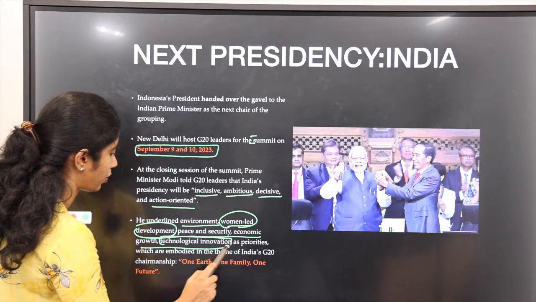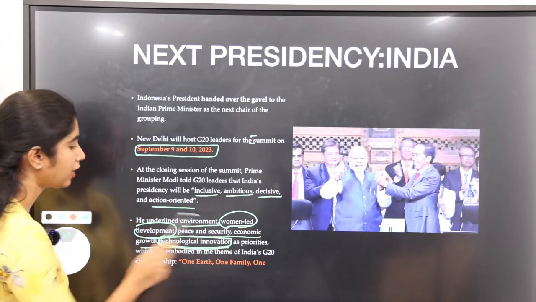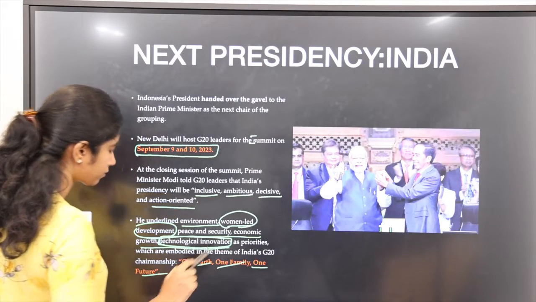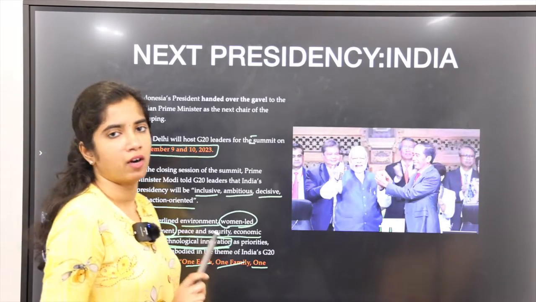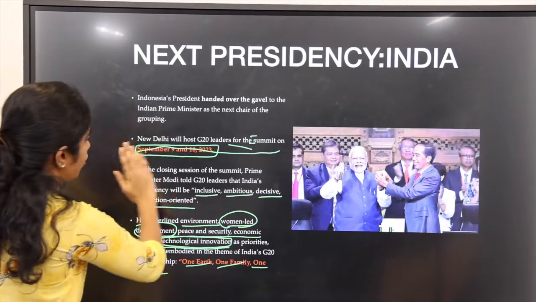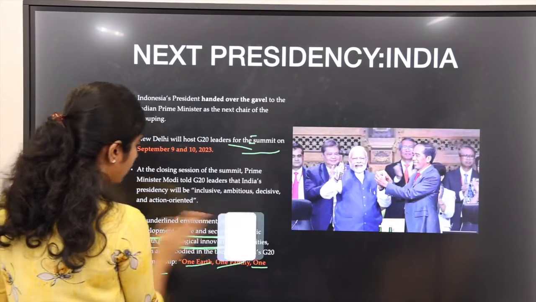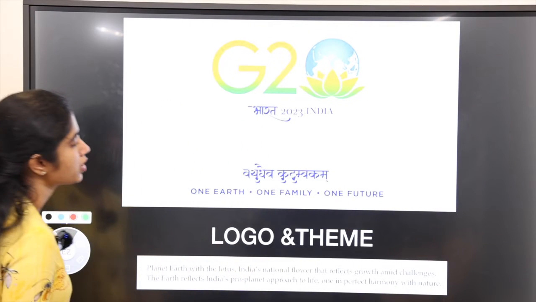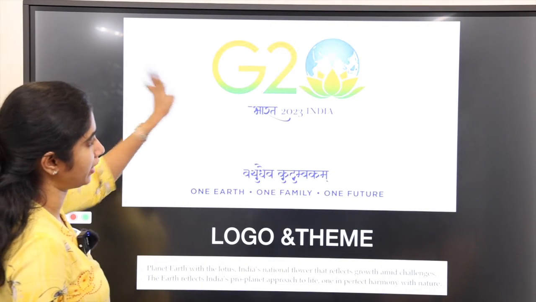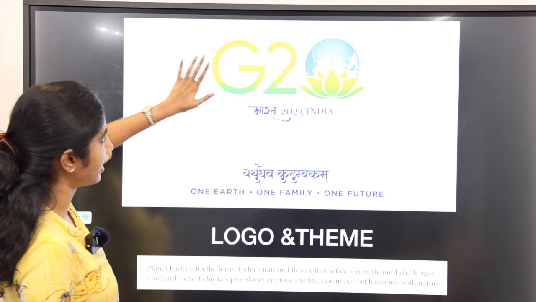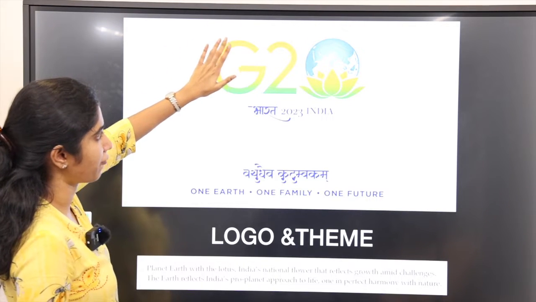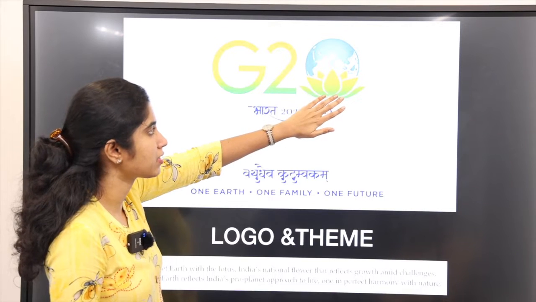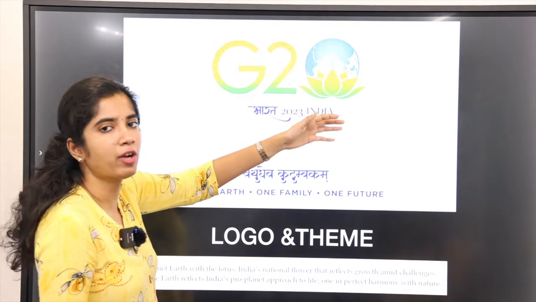Technological innovation is also part of India's summit, and the theme will be One Earth, One Family, One Future. This year's theme was Recover Together, Recover Stronger. Next year the theme will be One Earth, One Family, One Future. Now let's see the logo and theme of India's presidency. Can you see this highlights India's national flag, saffron and green, and you can see a lotus. What does the lotus generally symbolize? This is growth amid all the challenges.